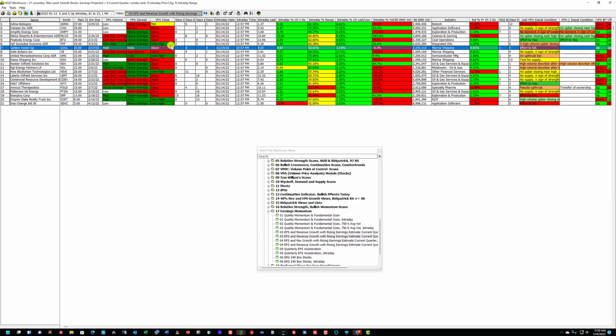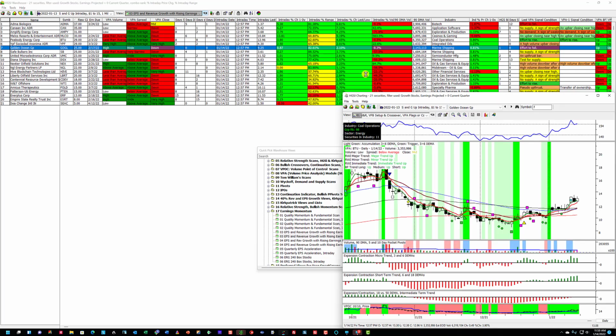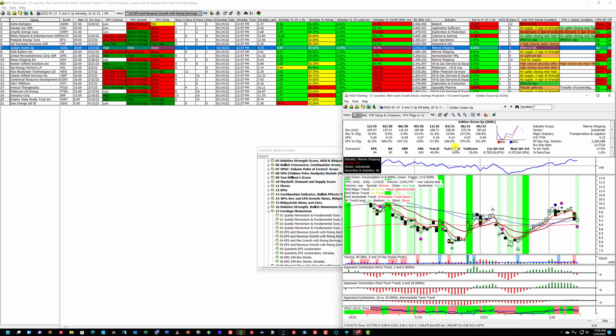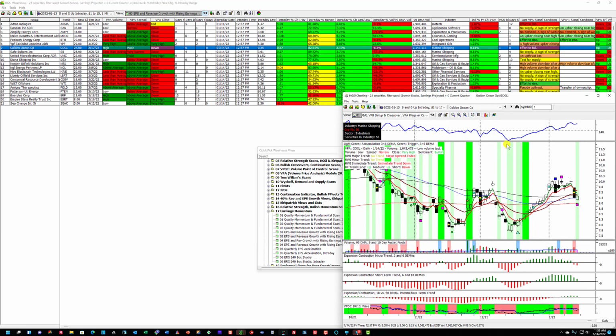Let's look at another one here. The marine shipping stocks have been strong, and you're going to see some great numbers in here too. I'm not going to read these off, but you can go in and look at these. GOGL. The group has been really strong. It pulled back for a day or two, but notice it's up today on a low volume test.